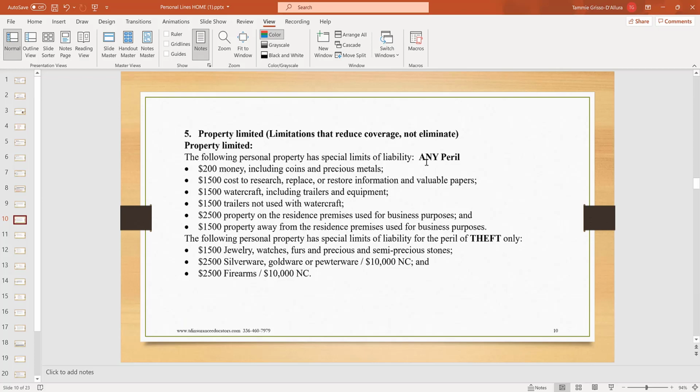So if your jewelry or watches burn up in a fire, then it would go under the contents limit. But if it were to get stolen, same thing with your silverware and your firearms, then they're going to limit it for the peril of theft. And how does that work?